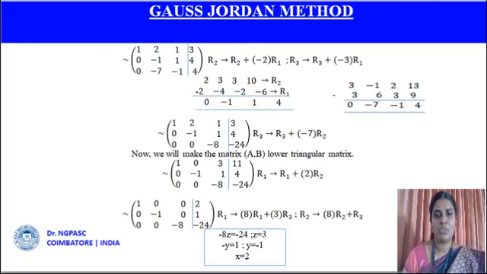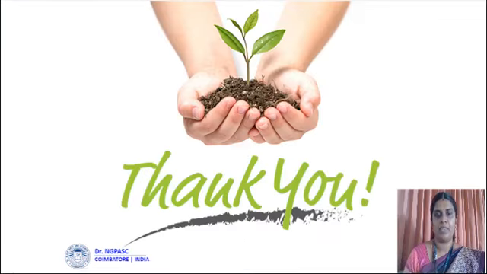So by back substitution, minus 8z is equal to minus 24, which is z is equal to 3, and the second row, minus y is equal to 1, which is y is equal to minus 1. So x is equal to 2. So you get the answers directly. Okay, so very simple. Gauss-Jordan method is nothing but you have to bring the augmented matrix A comma B to upper triangular matrix as well as lower triangular matrix form. Thank you.